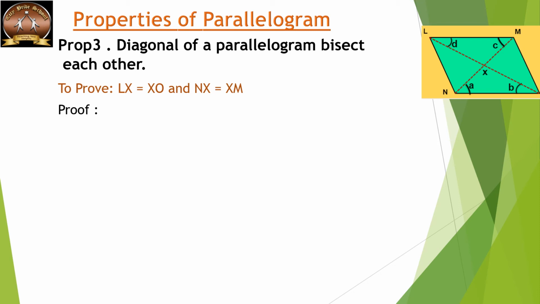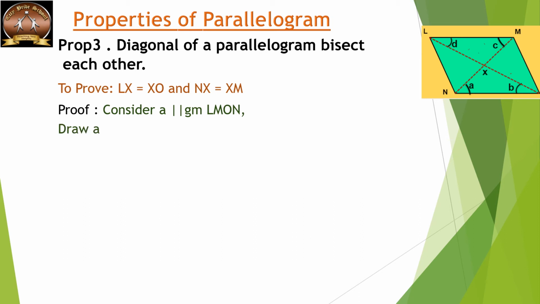So we need to prove mathematically that LX is equal to XO and NX is equal to XM. So if we again consider two triangles LXM and NXO and show them congruent, then obviously their corresponding sides will be equal. So LX will be equal to XO and NX will be equal to XM. That is by flipping the triangles. So we will prove that these two triangles are congruent and hence the corresponding parts are equal.